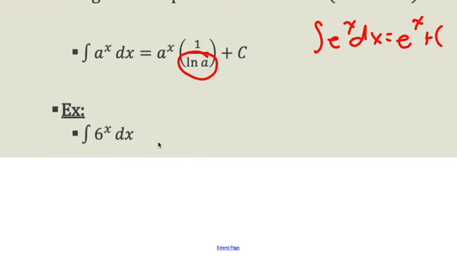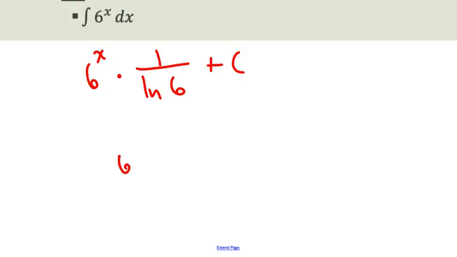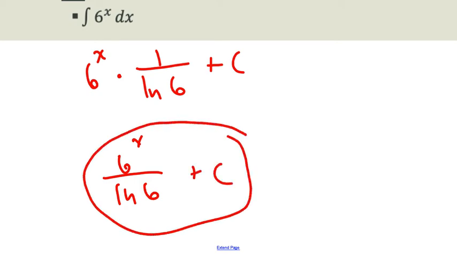So like this one here, integral of 6 to the x dx. Again, we recopy 6 to the x, but now we're going to multiply this by 1 over ln of the base, which in this problem is 6. No numbers on your integral means we need to have a plus c, and this would most likely be written as 6 to the x power over ln 6 plus c. So that's most likely how you would see your answer written.